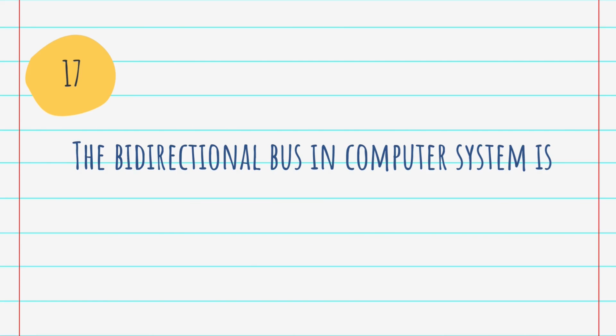Question number 17. The bidirectional bus in a computer system is. Answer is data bus. Data bus is bidirectional because data flows in both directions, from microprocessor to memory or input-output devices and from memory or input-output devices to microprocessor.